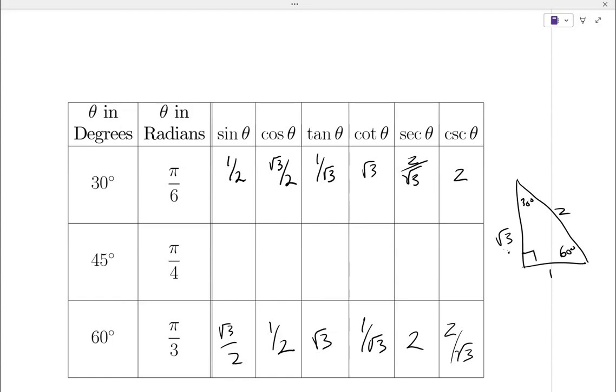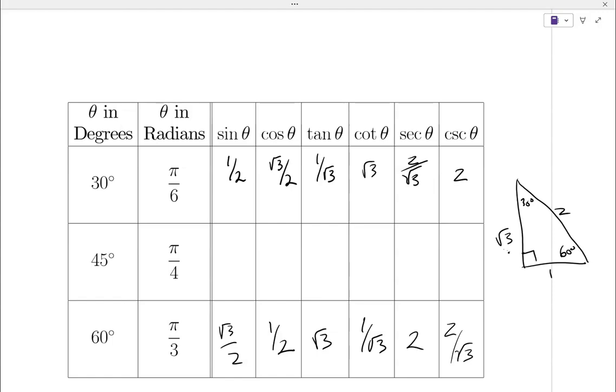So notice that actually helps you a little bit for memorizing some values, right? If I know the values for 30, I flip them to get the values for 60. Right? Makes it a little bit easier. One of the things I like about math is that there's some of the stuff to memorize, but there's not as much to memorize as you think. Usually other stuff you can derive it. All right.